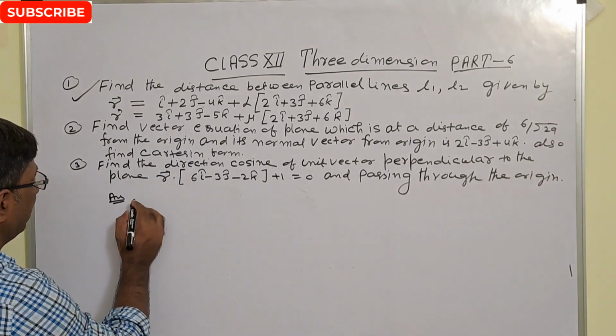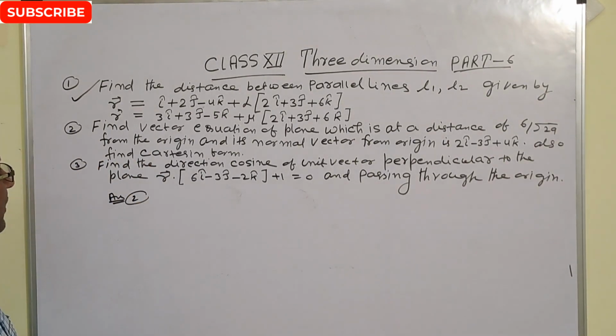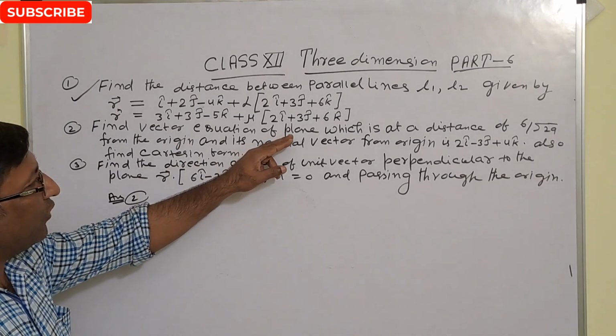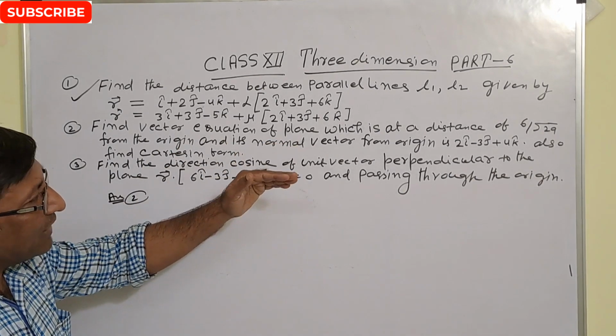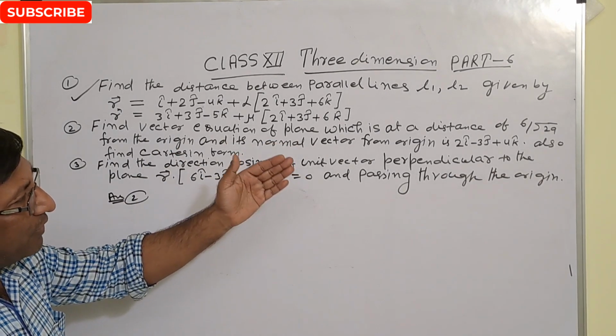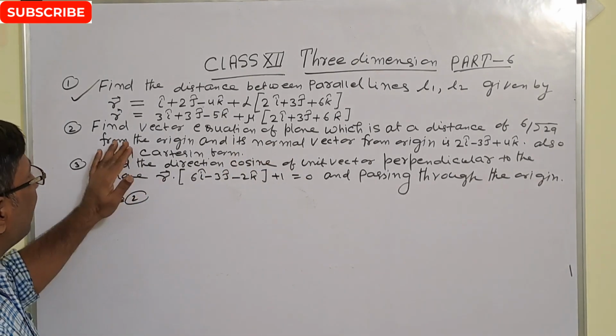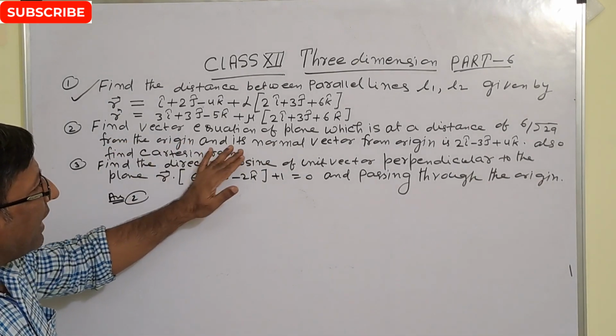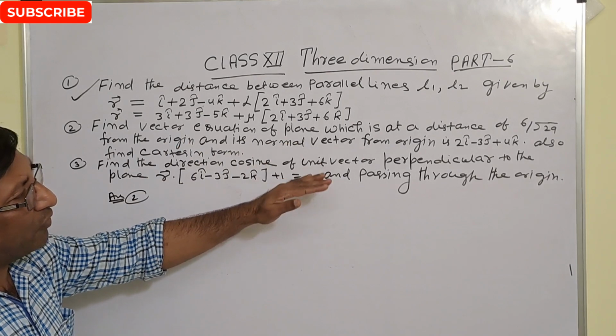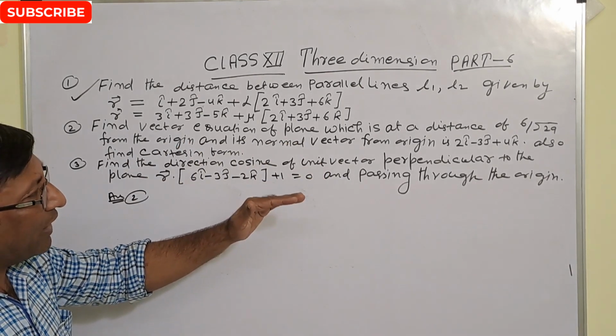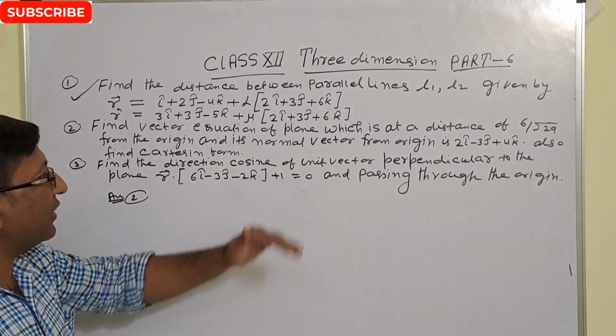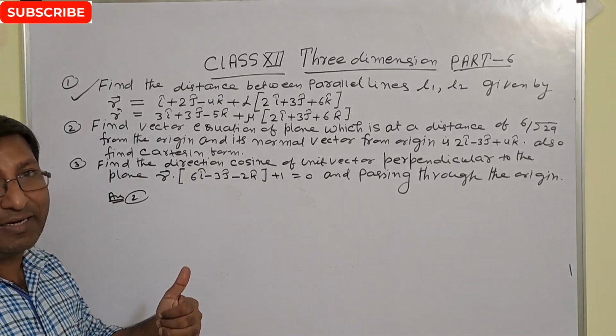Now the second question. The question is: find the vector equation of the plane which is at a distance of 6 by root 29 from the origin, and its normal vector from the origin is given as 2i minus 3j plus 4k. Also find the Cartesian form.